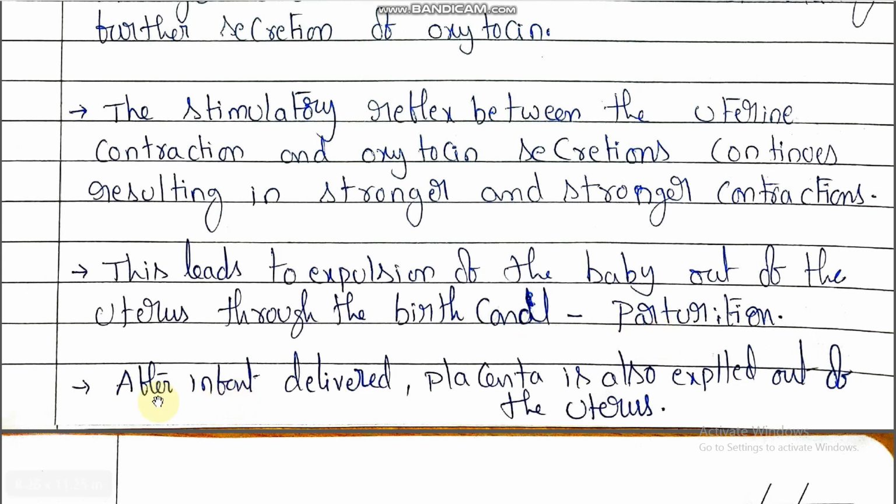So the last point: after infant delivery, infant meaning a newly born baby, the placenta is also expelled out of the uterus. First baby delivery takes place. After the baby delivery, the placenta with the umbilical cord is also expelled out of the uterus. First baby delivery, after that placenta delivery also takes place.